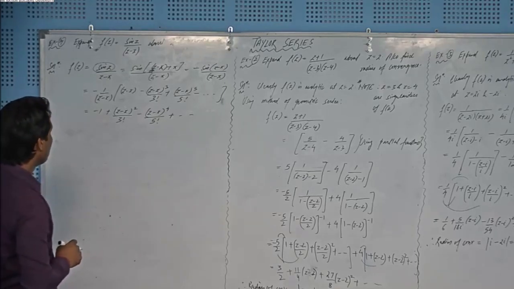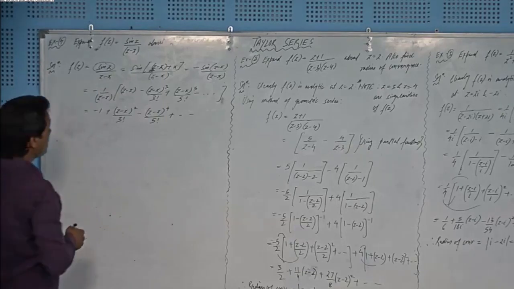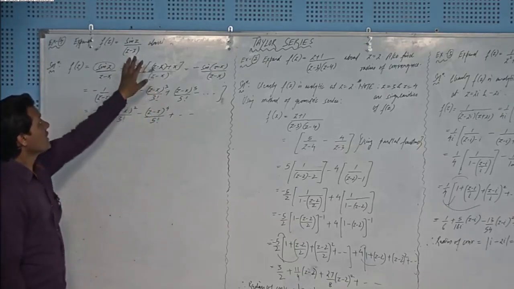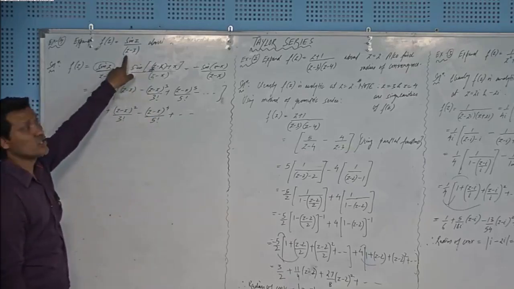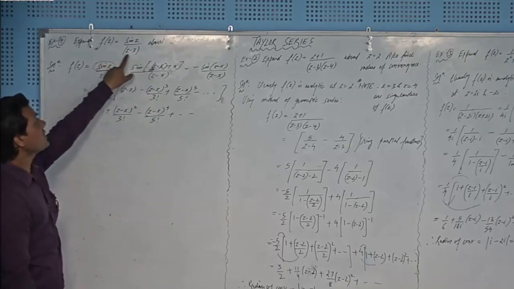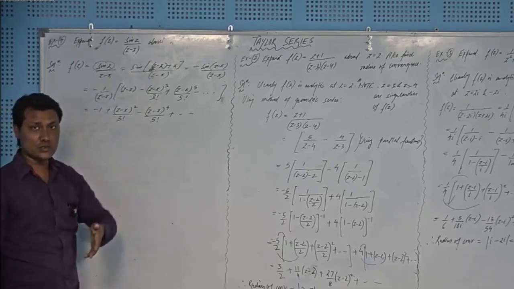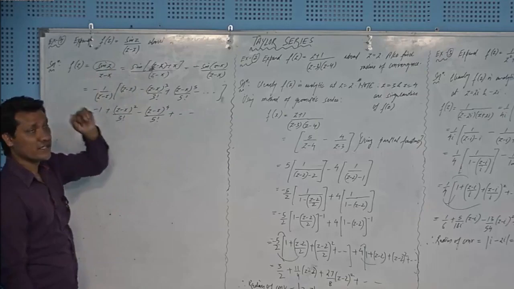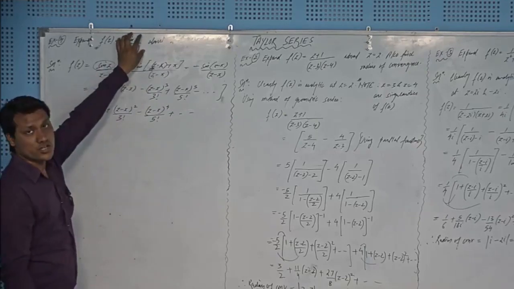And what will be the answer if I ask the radius of convergence? You can see that this function has no singularity at all. You cannot say that this function has a singularity at z equal to pi, because when you plug z equal to pi into this function, you get 0 by 0 form, and on applying L'Hôpital's rule you get minus 1. So there is no singularity at all for this function.